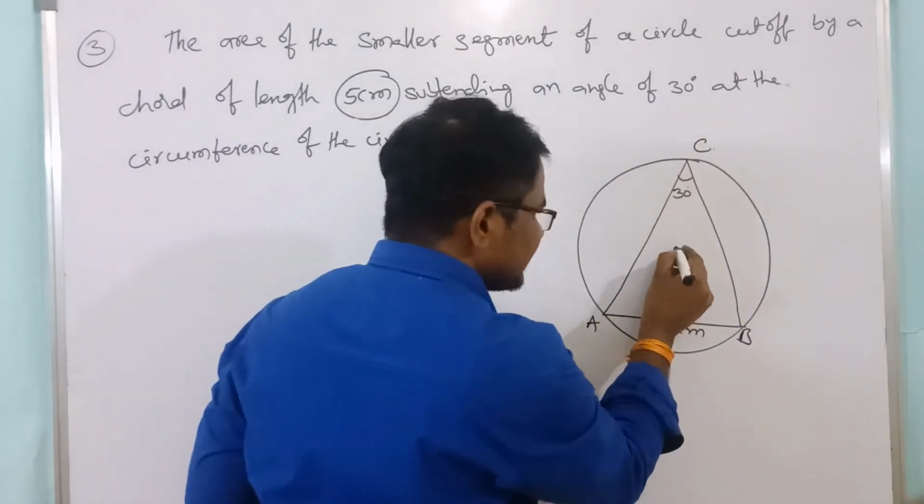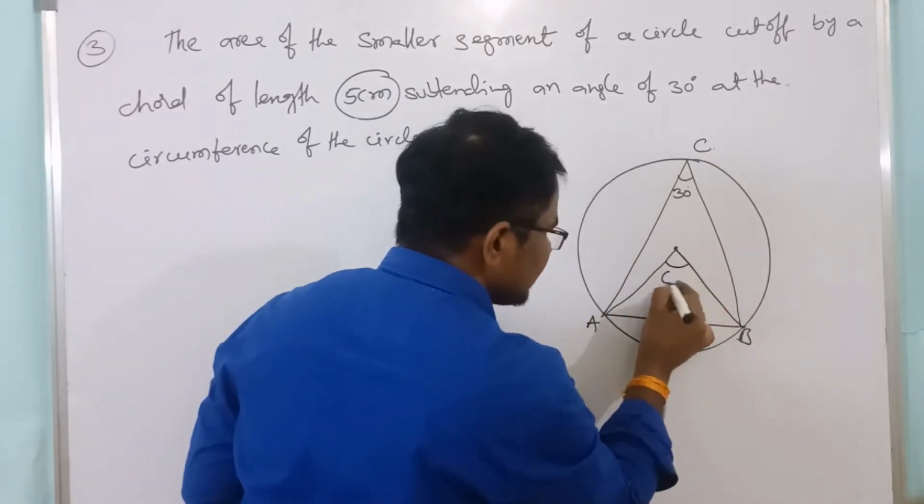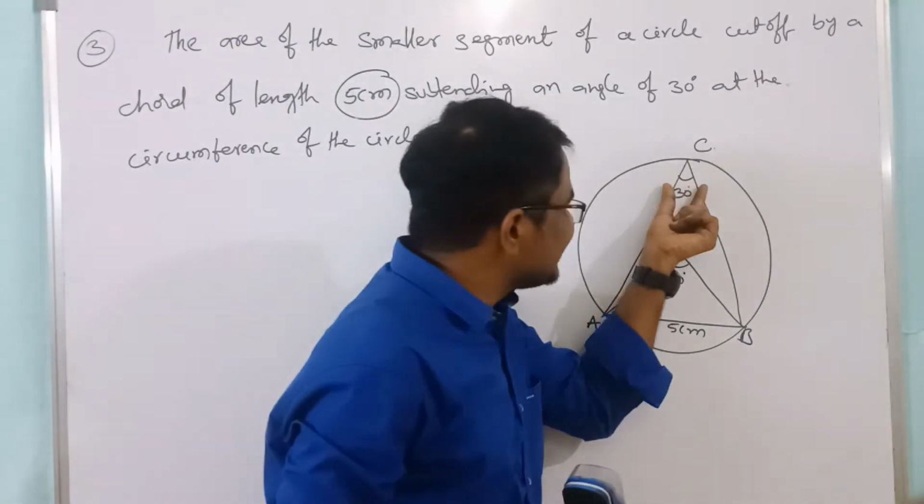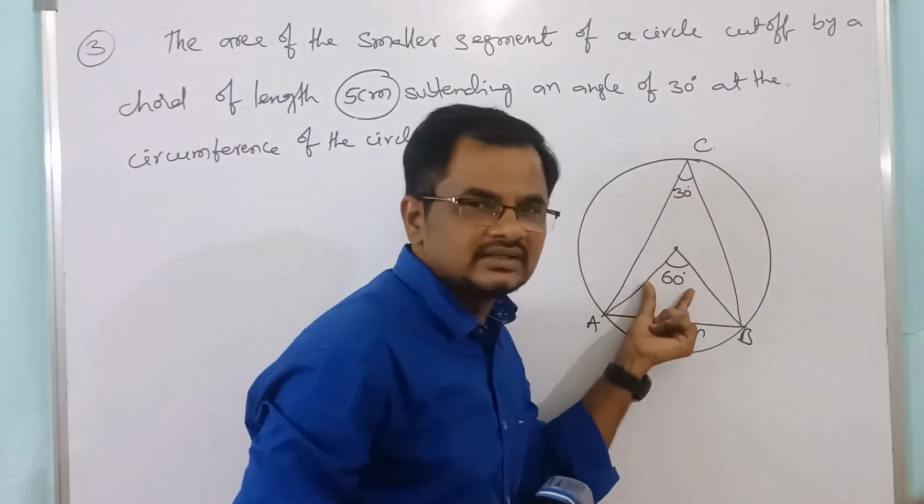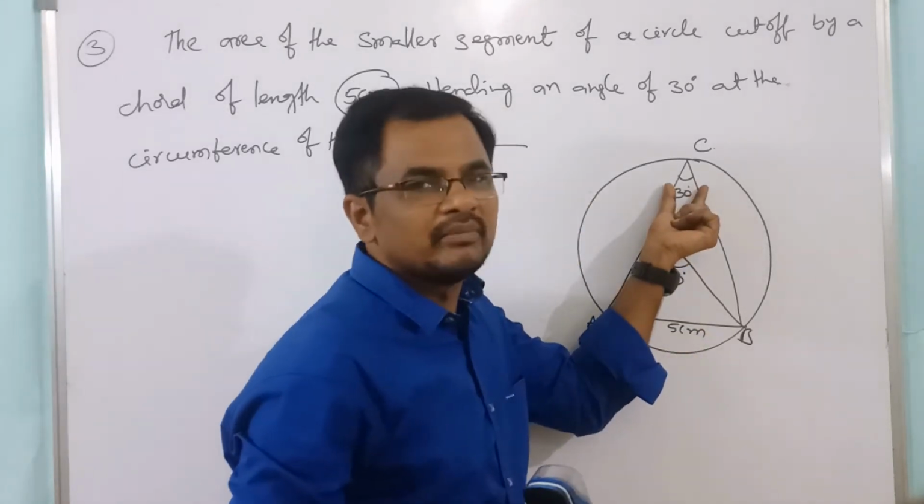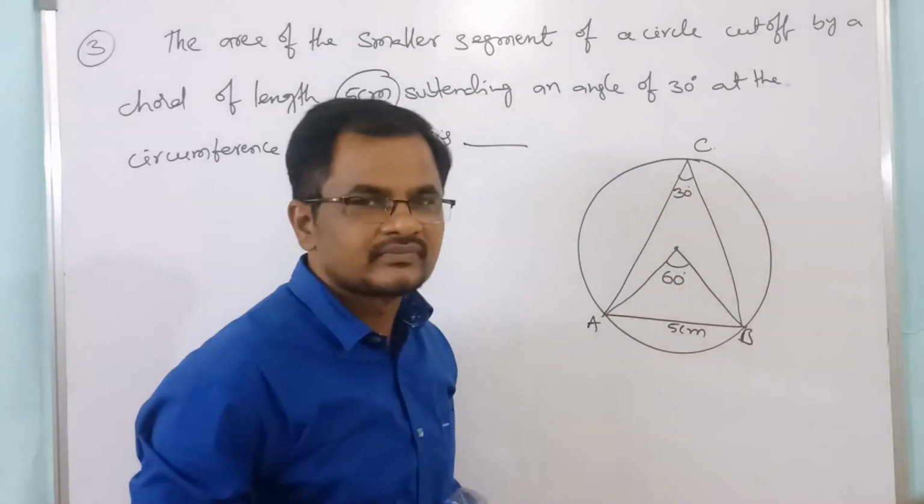Here if you take the center, how many degrees will you get? 60 degrees. What is the reason? Here theta means here 2 theta, or here theta means here theta by 2. So here to here this is 2 times of this one.